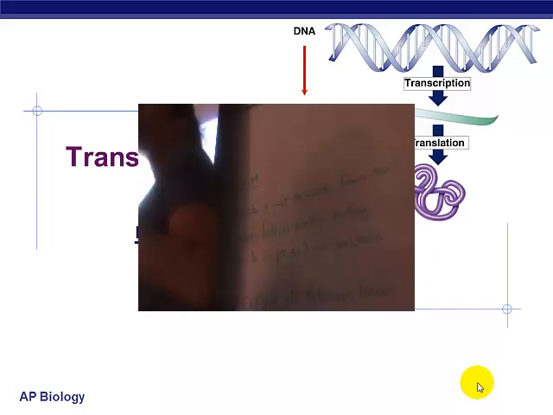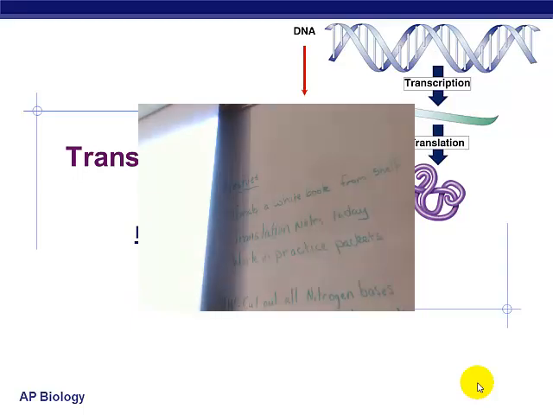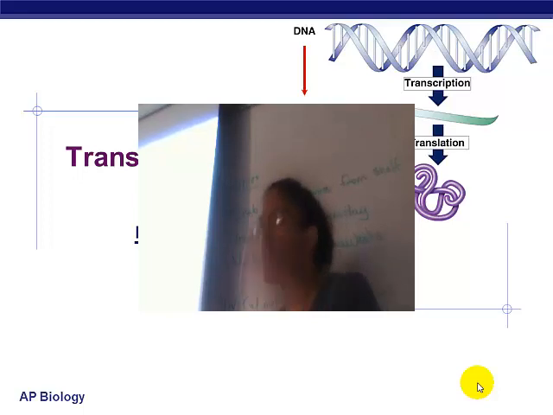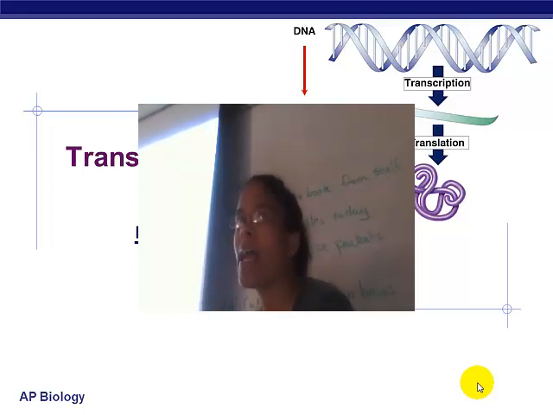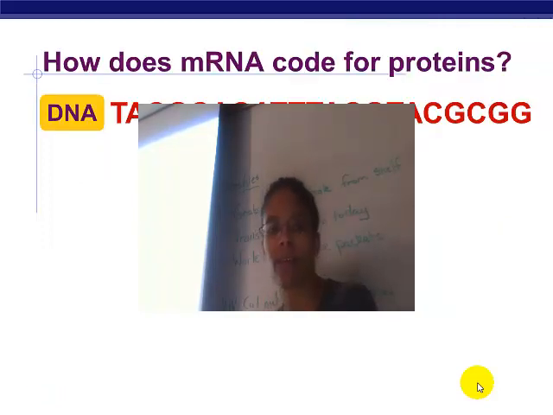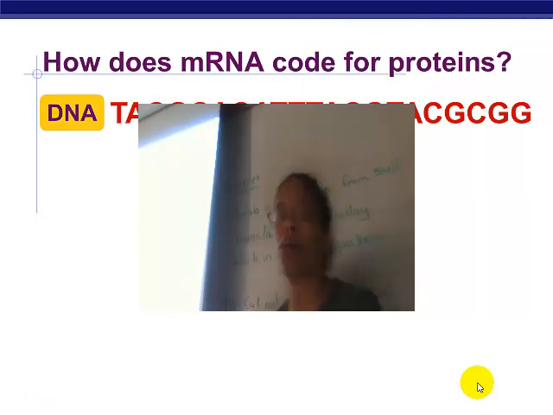Translation. We just reviewed transcription, the first step of protein synthesis. Now we're going to talk about translation. Translation involves reading the mRNA strand and using it to build a protein. Where does this happen at? That is correct, at the ribosome. So, how does mRNA actually code for proteins?